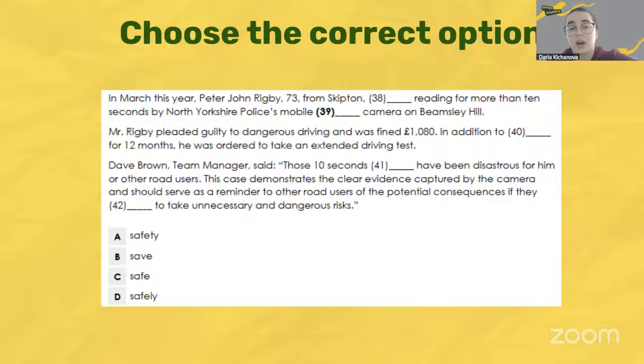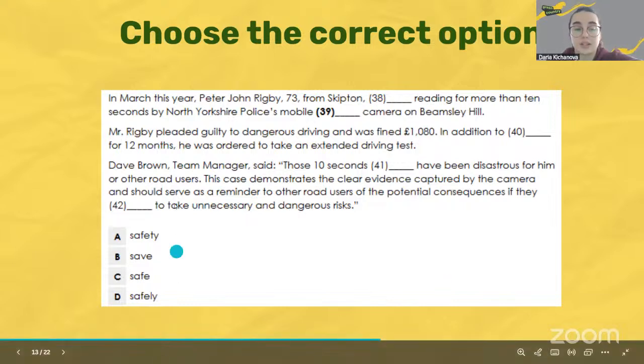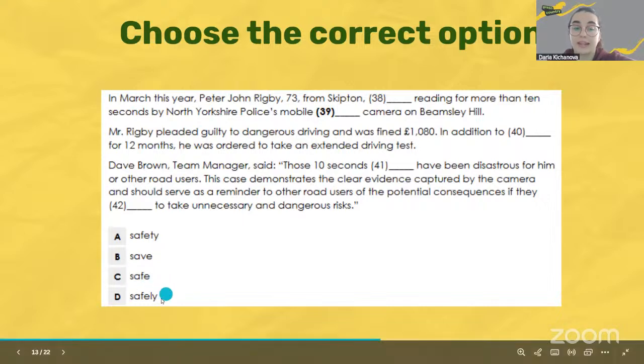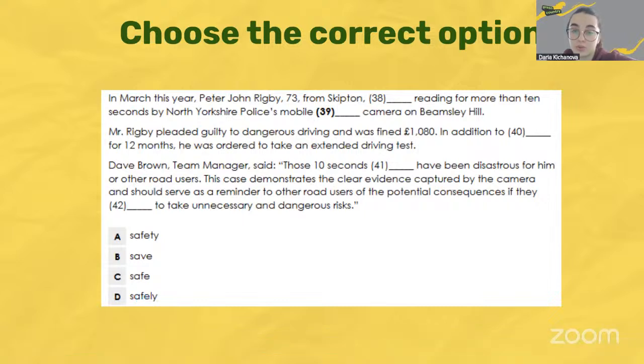But before, I want us to have one task related to parts of speech. So, as you can see, here we have four parts of speech. Safety, that is a noun. Save as a verb. Safe as an adjective. And safely as an adverb. Let's choose the correct option for question 39. What do we need here?